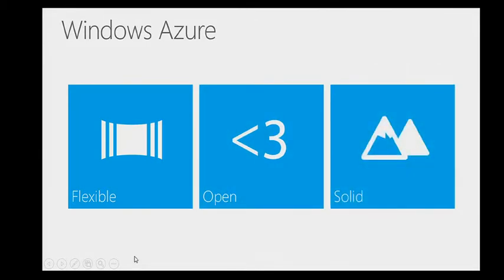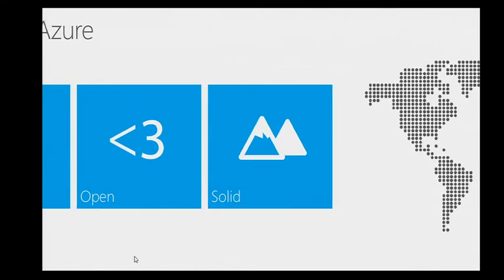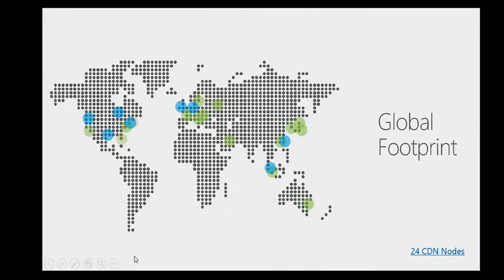So overall, Windows Azure is designed to be flexible, open, and rock solid. I'm not sort of obliged to do the muscle thing, but recently with all the travel, I've lost all my muscles. We've got a global footprint. Everything in blue there that you see is essentially a data center where you can deploy your compute or storage assets to, or SQL assets in the case of Scott there. The green ones are some of the CDN nodes that we have worldwide. There's actually 24 of them.